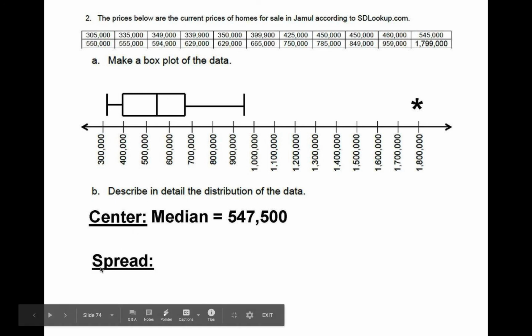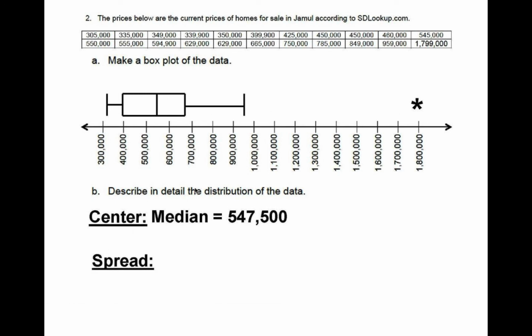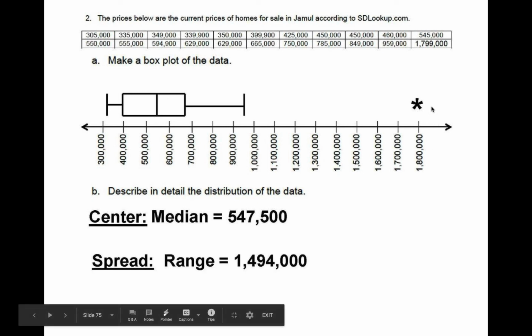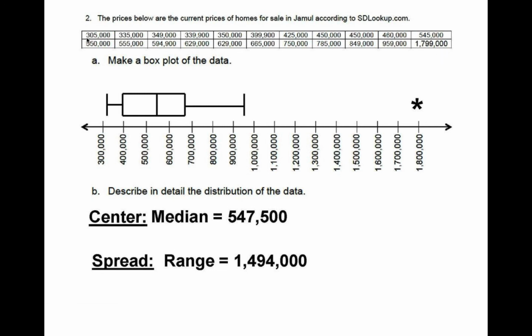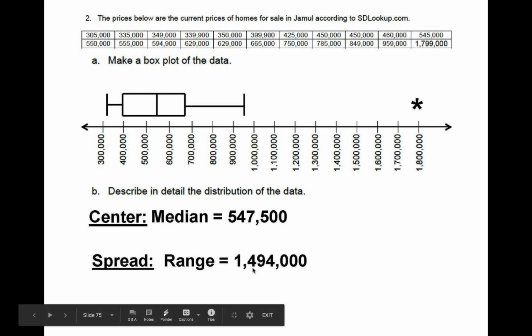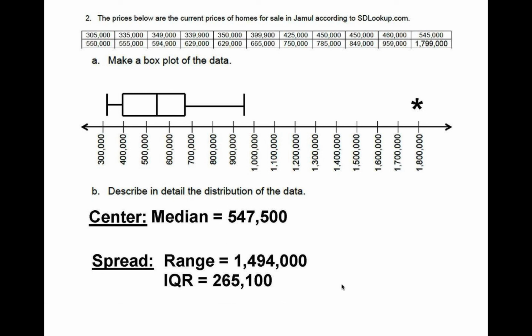SOCS, the last one, is spread. When it is a skewed set of data, you don't use the standard deviation, you use the range and the IQR. So your range, you do the max minus the min, so it's 1,799,000 minus the 305,000, you get 1,494,000. And then your IQR is quartile 3 minus quartile 1, so you get 265,100.